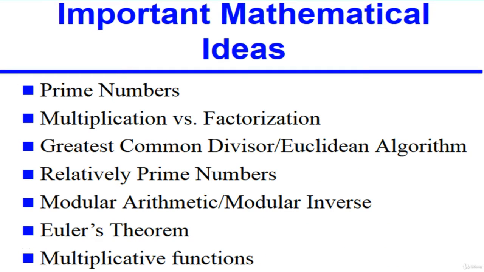Before we dive deeper into RSA, I should note here that several math principles are required to fully understand RSA cryptography. Those mathematical ideas include prime numbers, multiplication versus factorization, greatest common divisor, Euclidean algorithm, relatively prime numbers, modular arithmetic, modular inverse, Euler's theorem, and multiplicative functions. If you are not completely familiar with these concepts, it's okay. You're not the only one. The math behind RSA is really beyond the scope of this course, but I thought I should share this information so you have a frame of reference if you want to do some further research on your own.